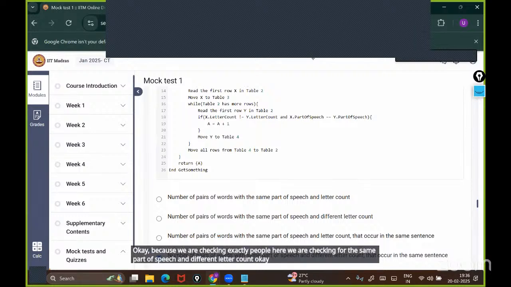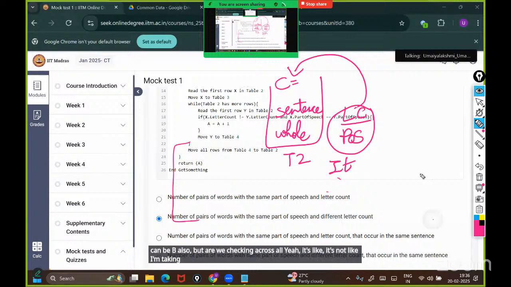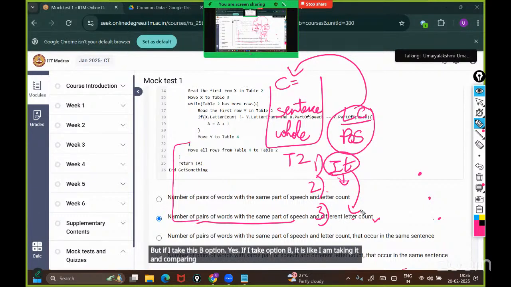Okay, so as you mentioned, the option can be B also, but are we checking across all? Not across. It's not like I'm taking it and comparing with the first sentence, second sentence, third sentence. There is nothing like that. But if I take option B, it is like I am taking it and comparing across all the sentences, and then checking whether it is the same part of speech with different letter count.